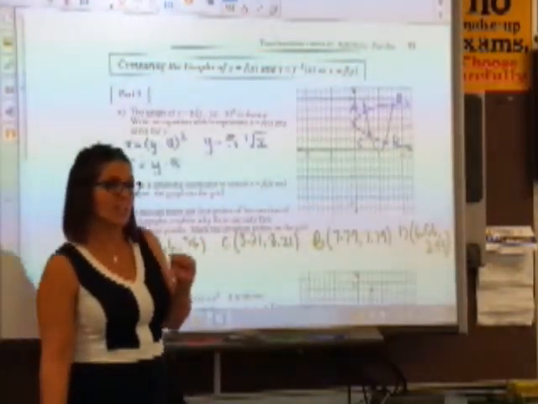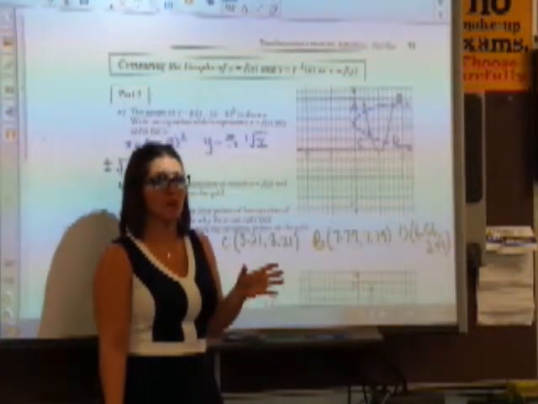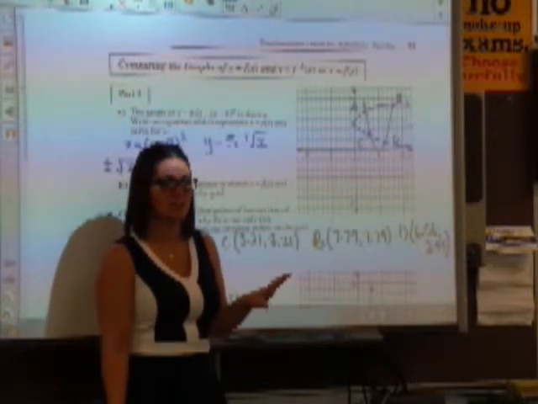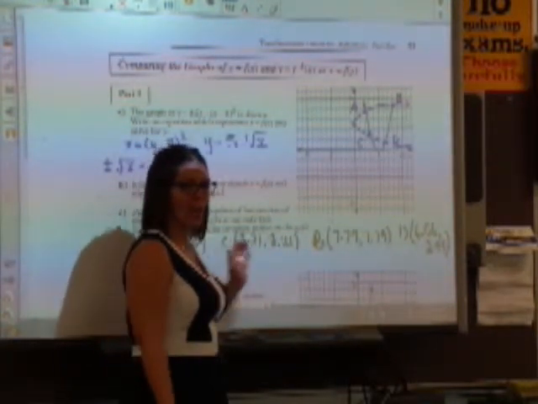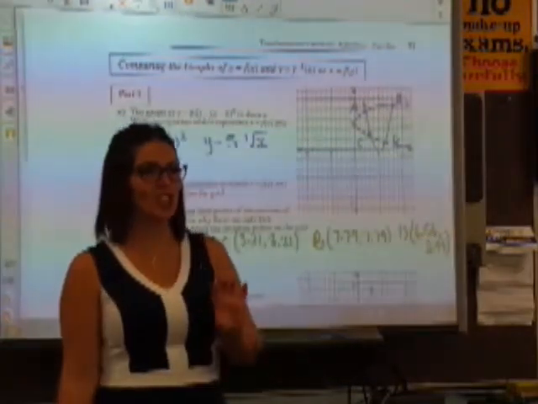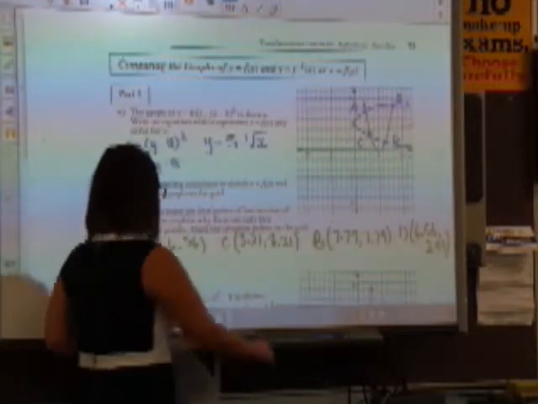Well, think about what happens in an inverse. When I'm taking the inverse, what happens to the x and the y coordinates? They interchange. So if I look at these 4 coordinates, which of these, when you interchange, are the same? B and C.